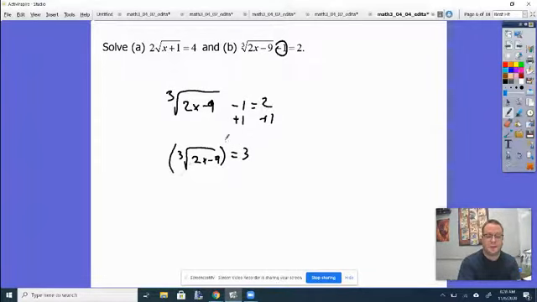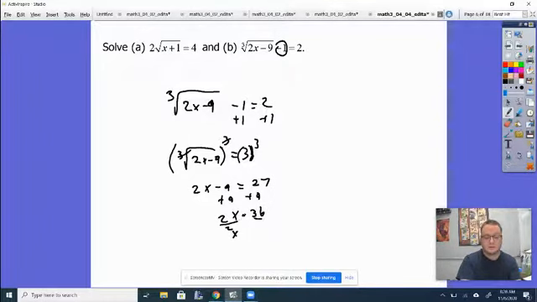Okay, and then I'm going to take that and I'm going to cube it, right? Because I have a cube root. If I cube it, they cancel out. But I need to cube both sides. I can't just cube one. 2x minus 9 equals 27, plus 9, plus 9. 2x equals 36, divided by 2. Sorry, skipping a step there. x equals 18. Now again, it is good practice to go ahead and just double check that everything comes out nice for you.